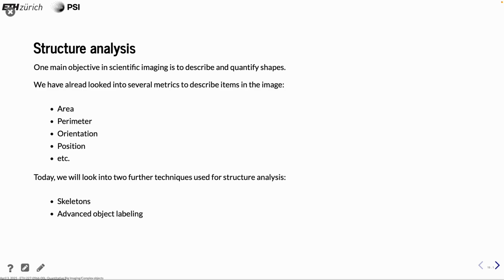So we can continue structure analysis. What we have done until now, we have looked at single, mostly, I would say, some kind of convex objects. So we could look at the area, we can look at perimeter, we can look at orientations, positions, and so on. But now we want to describe these objects with yet another kind of method. And one is a skeleton, and actually advanced object labeling is just a continuation of what we have done before. But let's start first with the skeletons.